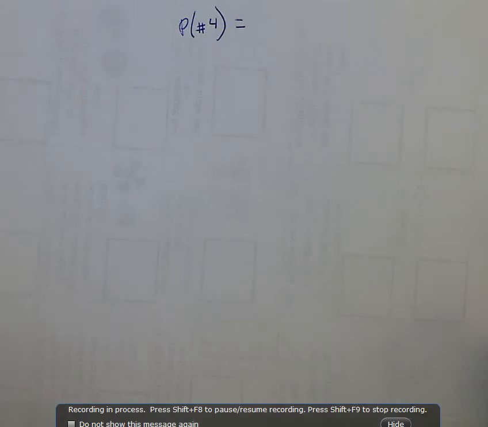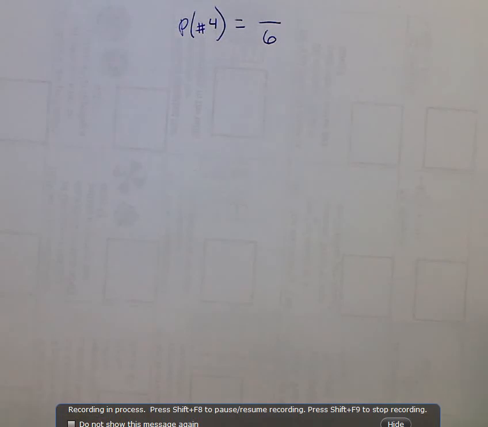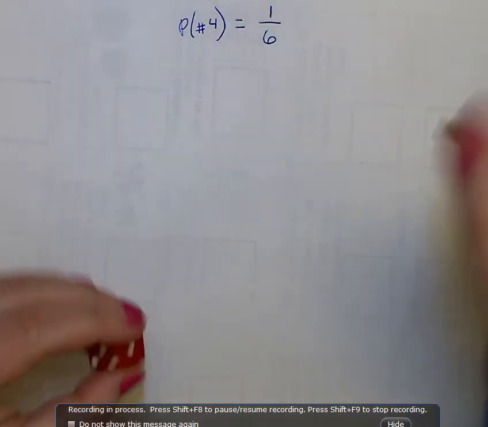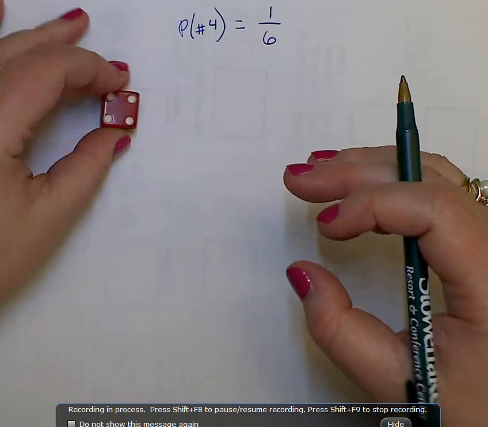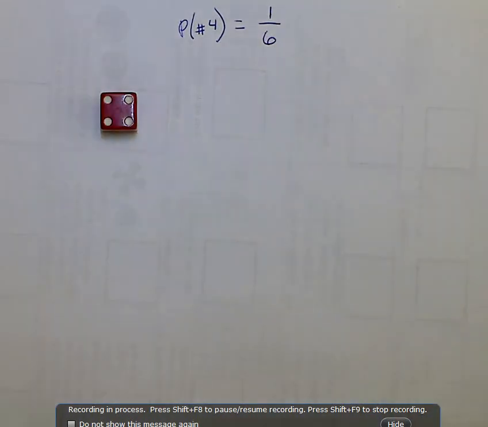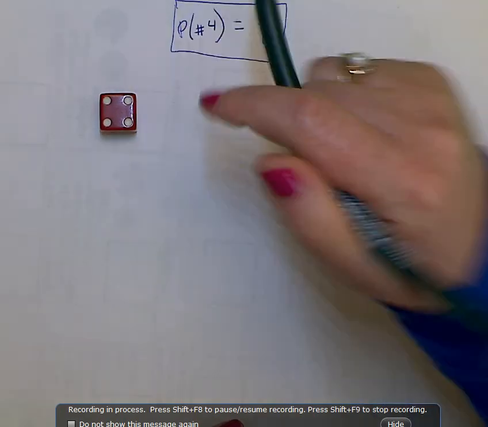We know that there are 6 sides of a number cube, and one of them has 4 on it. So the probability of rolling number 4 would be 1 out of 6. Okay? That's a simple event.